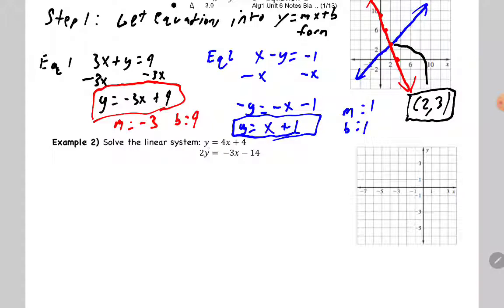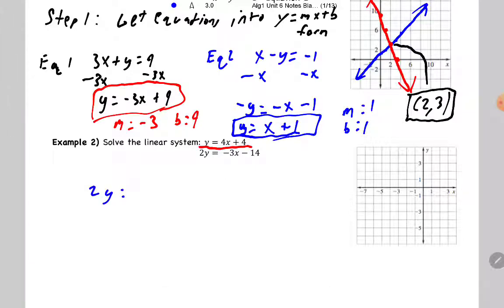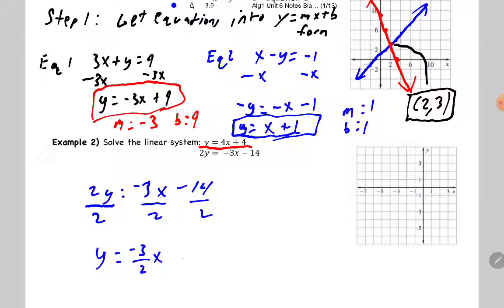Okay, let's do this again. So we have equation 1, which is already in y equals mx plus b form, so let's make this the red one. And then the blue one is the second equation here: 2y equals negative 3x minus 14. To get y by itself, there's a 2 being multiplied with y, so I'm going to do the opposite, which is divide by 2. And if you do it to one side, you must do it to the other. So everything's getting divided by 2, so I'll get y equals negative 3 halves x minus 7.